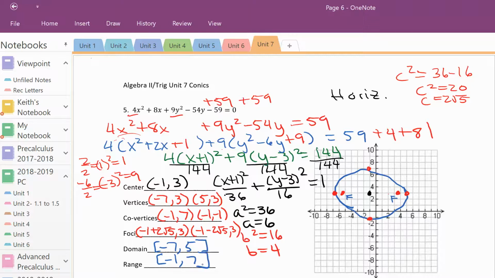All right, so that is ellipses where the center is not at the origin, and how you would do that.